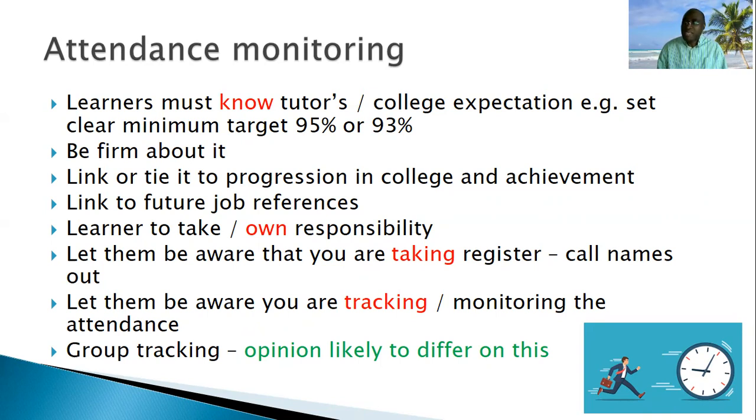So these targets must be set and it must be clear. It's important to link or tie this target or attendance of students to their progression in college or to their achievement. Students need to know that attendance is related in some kind of ways to their achievement. And it's important for them to know that it's also tied to progression. It's good to let the student know that even when they have achieved very high in grade, a student may have a distinction in grade, and if the attendance is not good, the student may still not be allowed to progress to the next stage.